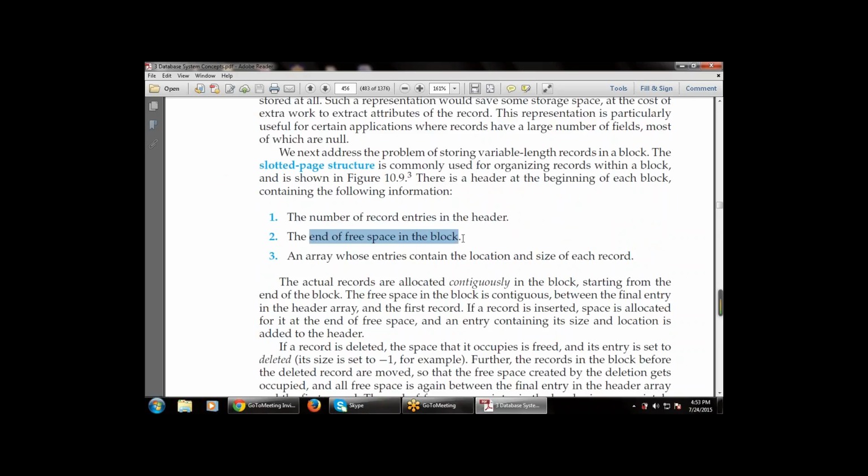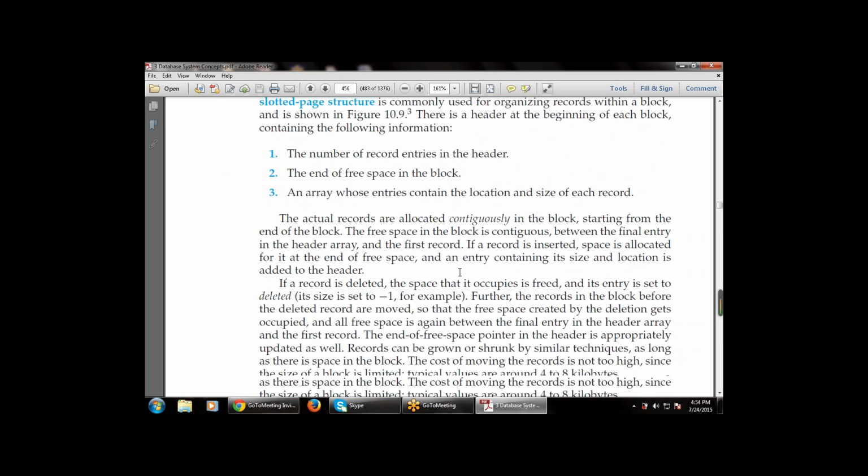The number of records is also required in the header. At the end of the free space in the block, there is an array whose entries contain the location and the size of each record.